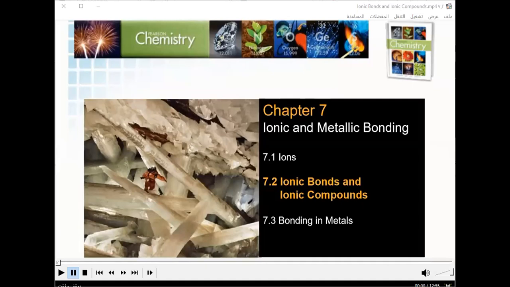Yes, teacher. A chemical formula shows the number of atoms of each element in the smallest representative unit of a substance.